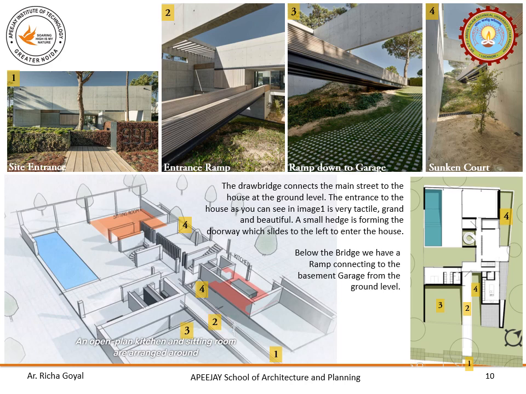So this is the bridge, and this is the sunken part, which connects me to the basement, and the garage is located here, and then we can come up through the spiral staircase located over here to the ground level. Image 2, we can see the entry ramp. Then this is the ramp down to the garage, and here we have two sunken courts in the basement.